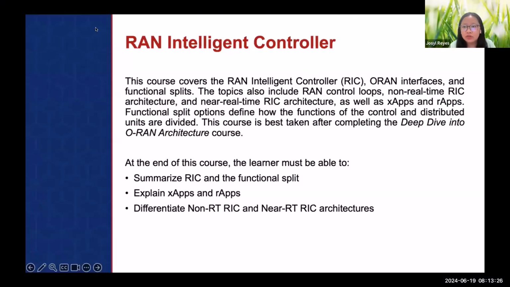Okay, so for the RAN Intelligent Controller course, for this session today, we'll be discussing the RAN Intelligent Controller itself, review the ORAN interfaces, and introduce what we call the functional split. A few weeks back, I maybe gave a bit of a spoiler, wherein the mobile network operators can decide which protocols of the RAN are assigned to certain parts of the Open RAN.